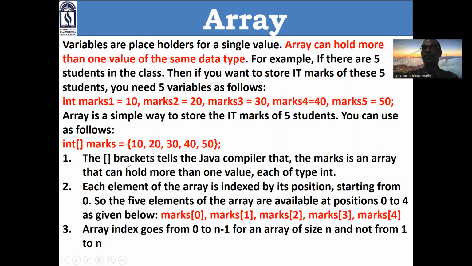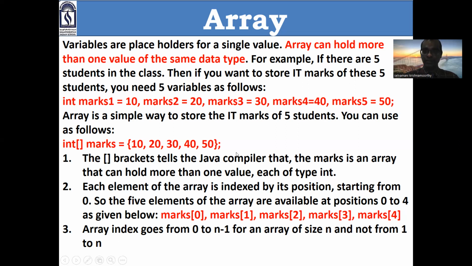In this case, we are having 5 elements: 10, 20, 30, 40, 50. We are having 5 elements, so n is 5. Am I right? Good. But the index starts from 0 to n minus 1. n is 5, 5 minus 1, so 0, 1, 2, 3, 4. That's why array index goes from 0 to n minus 1 for an array of size n.